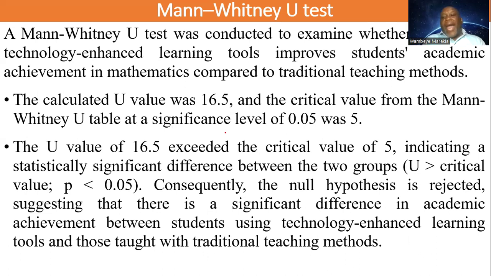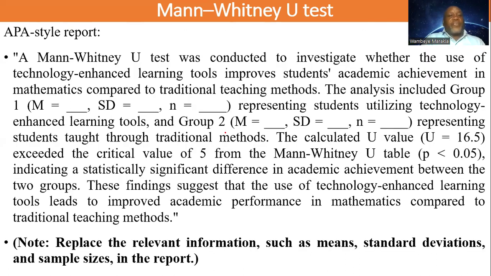Consequently, the null hypothesis is rejected, suggesting that there is a significant difference in academic achievement between students using technology-enhanced learning tools and those taught with the traditional teaching method. Now, how do you report this in APA? This is how you report it.